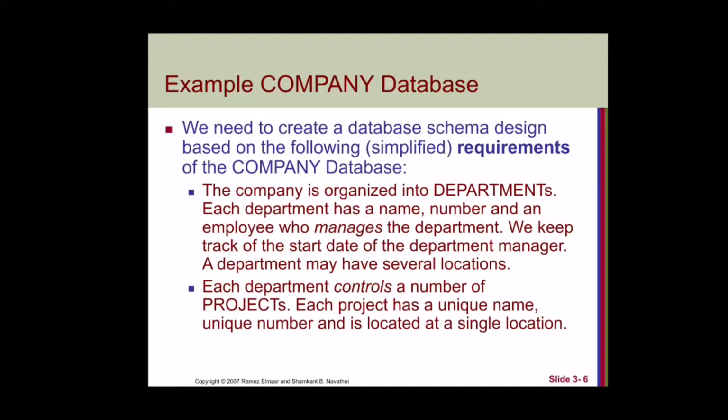Then each department controls a number of projects. Each department controls multiple projects, and each project has a unique name. Whatever the project, it will have its own unique name. Then a unique number is assigned to a particular project, and it is located at a single location. If a project is going on in Bangalore, it will be only in one place. It will not have its office in Mysore or some other location.